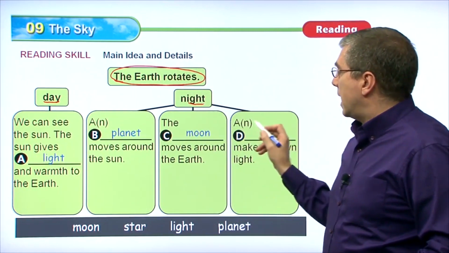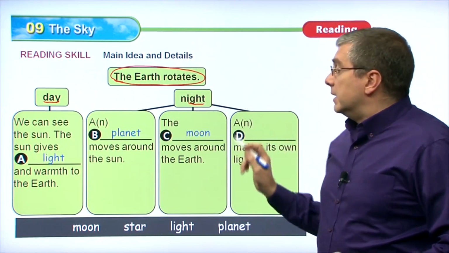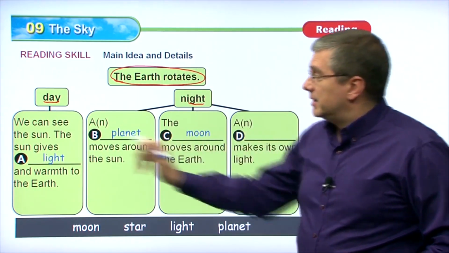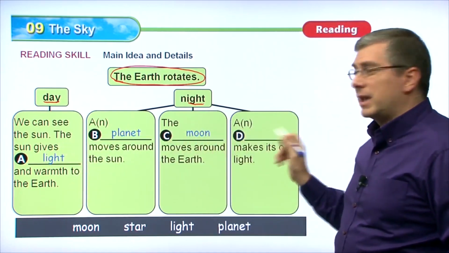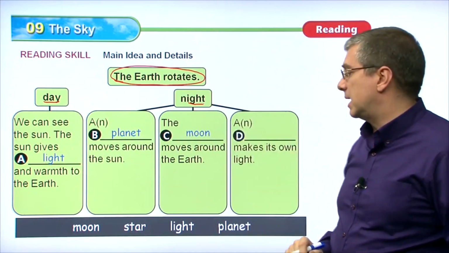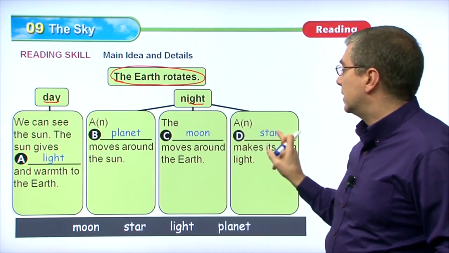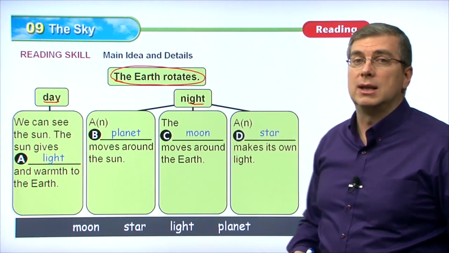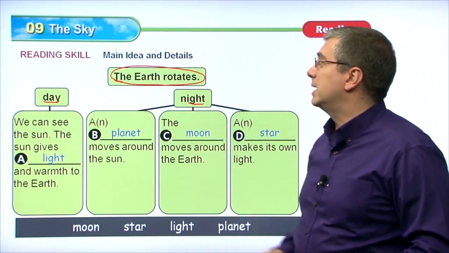Over here, we have a beep makes its own light. So at nighttime we can see them. Daytime we can't see them, but at night what can we see? Little points of light in the sky. Many, many points of light. Of course, those are stars. So a star makes its own light. Okay, so that's our reading chart here.